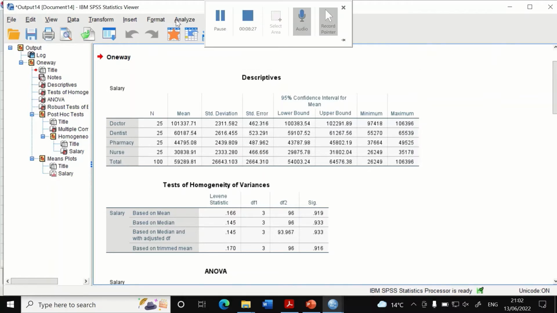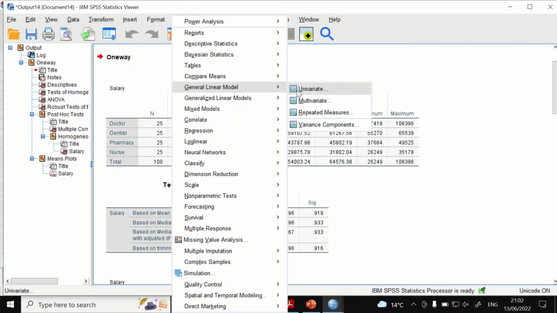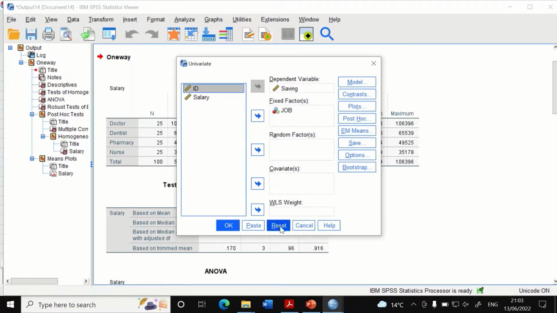Another way is to click on Analyze and then scroll down to General Linear Model and then click on Univariate, reset that, and I'm going to move the job to the fixed factor and the salary to the dependent variable.